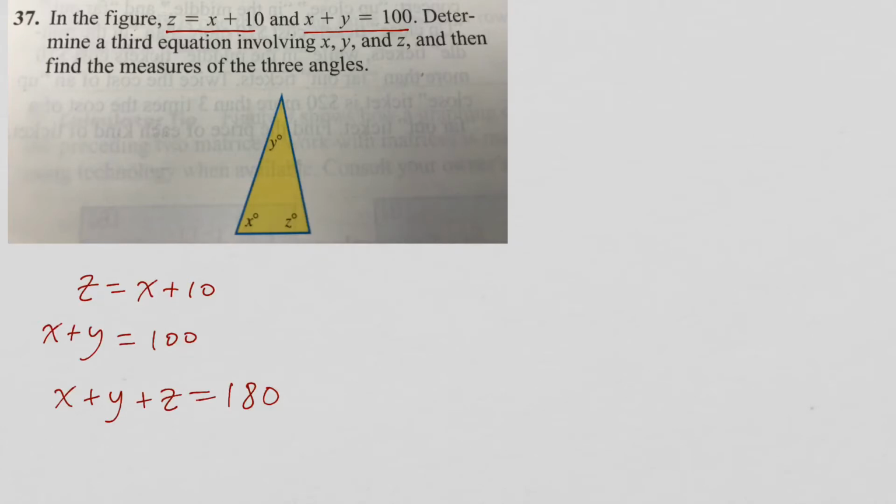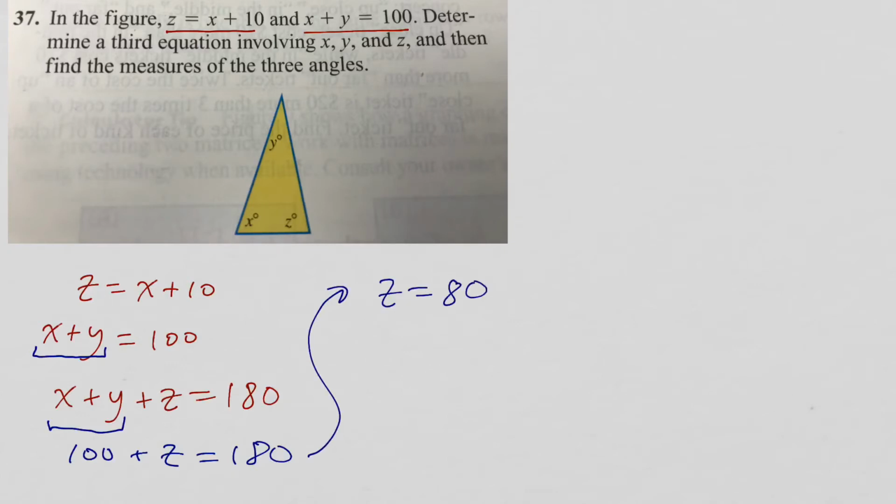This is missing a y, this is missing a z, and the other one, let's see if we can use substitution. Yeah, I believe we can. Okay, so let's look at this. I'm going to substitute x plus y with 100. So this becomes 100, and now I have plus z equals 180. So z must be equal to 80.